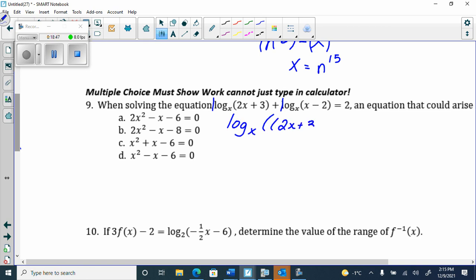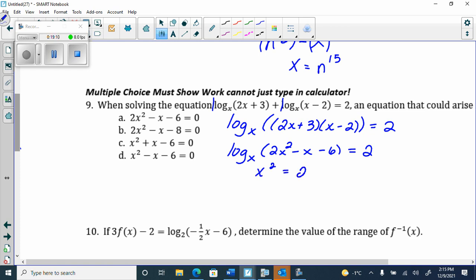2x plus 3 times x minus 2 equals 2, and then I always expand it before I convert. So I'm going to get 2x squared minus 4x plus 3x, which is minus x, minus 6 equals 2. Now I have a single log, so I can convert. x squared equals 2x squared minus x minus 6. I need to move it all to one side, and I get x squared minus x minus 6.